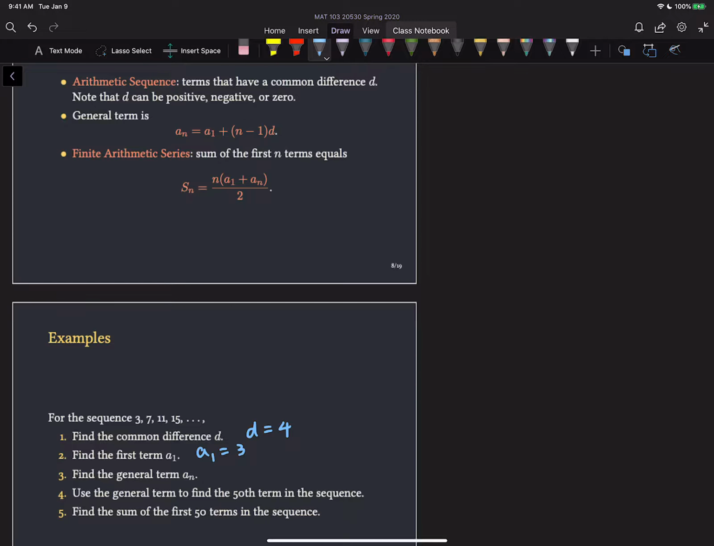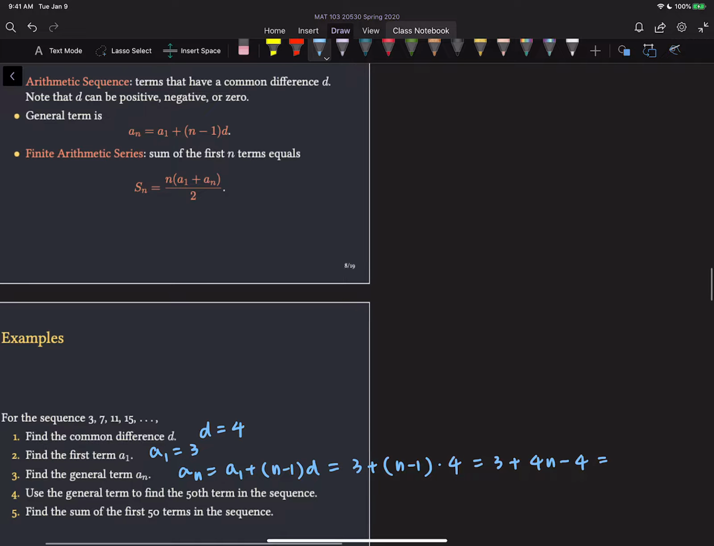Number 3, find the general term an. So this is the one where you have to use the formula. an equals a1 plus n minus 1 times d. a1 is 3 plus n minus 1. Because we're doing the general term, you're going to keep the n and then multiply by d. Our d is 4. If we simplify this expression, we will get 3 plus, and you have to distribute that 4, so 4n minus 4, which is the same as 4n minus 1. So that is the general term of the sequence, 4n minus 1.